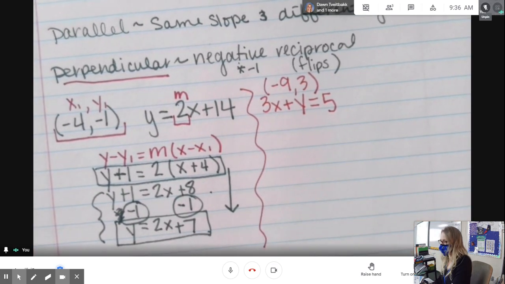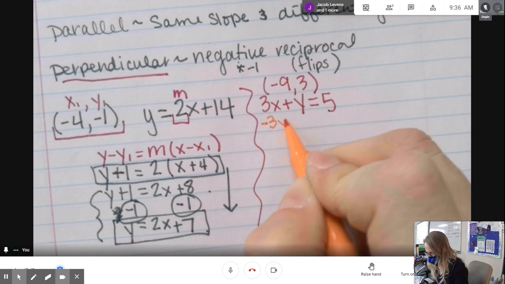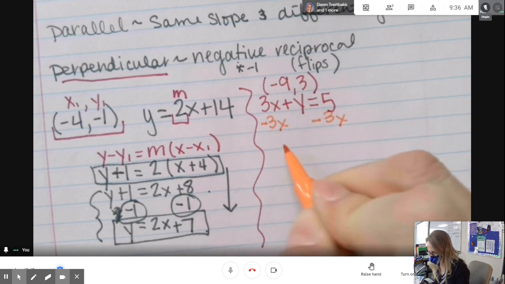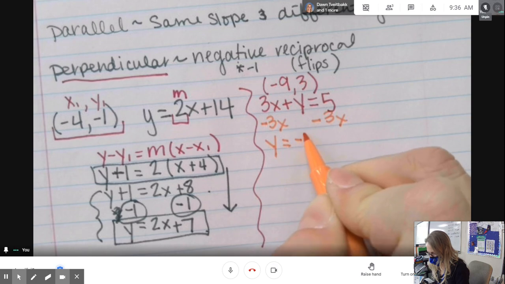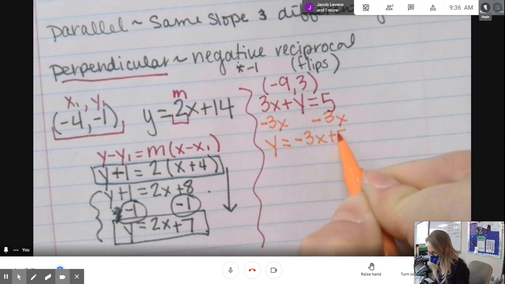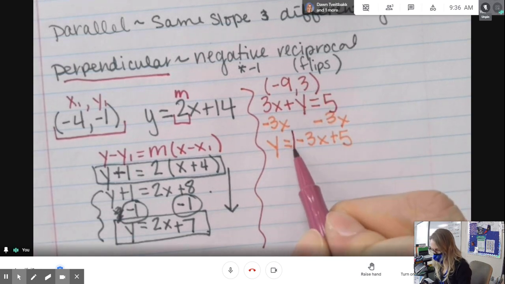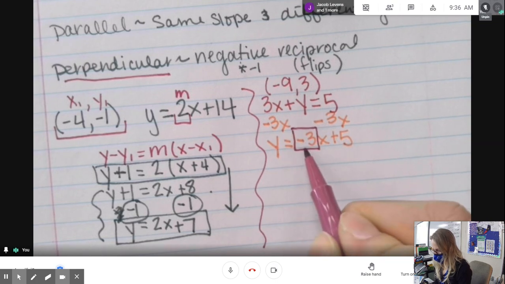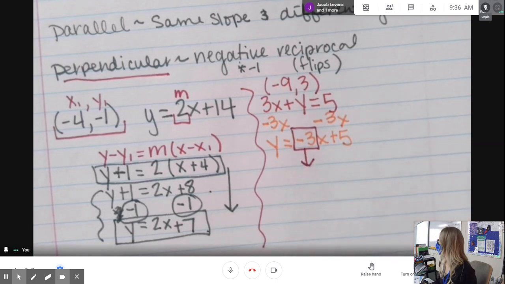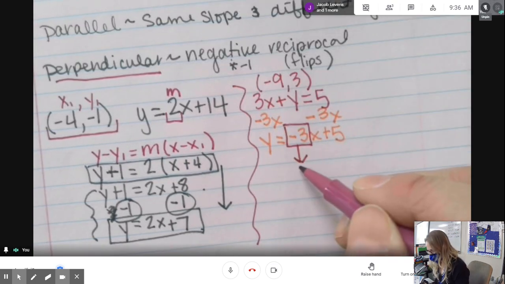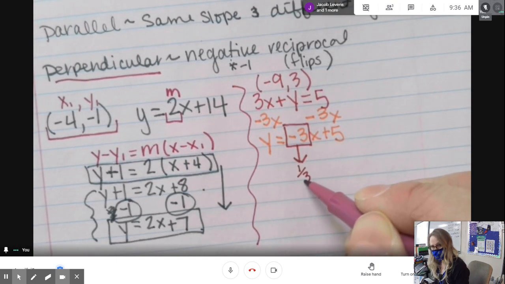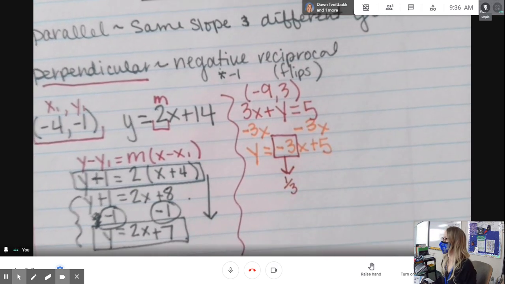So I'm going to have to subtract 3x and get y equals -3x plus 5. And then I'll have to say, this is the slope that I need to make perpendicular. What is the negative or opposite reciprocal of -3? 1/3. Right, 1/3 right there. Take a second, make sure you have that written down. Okay?